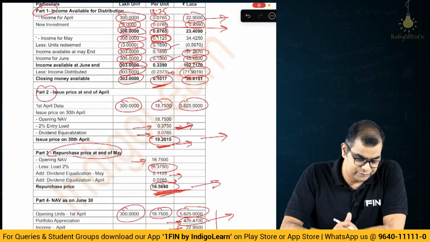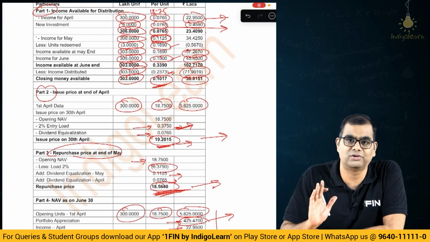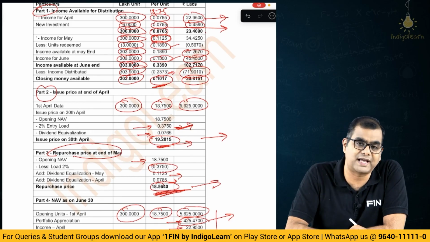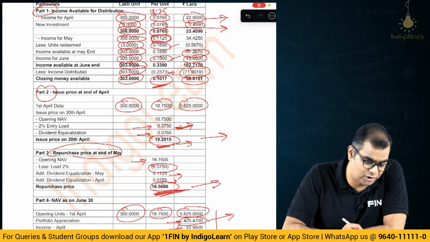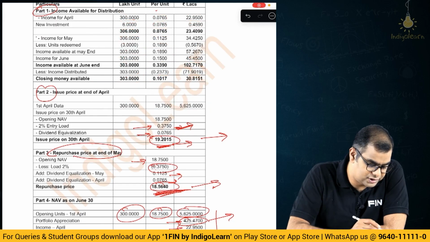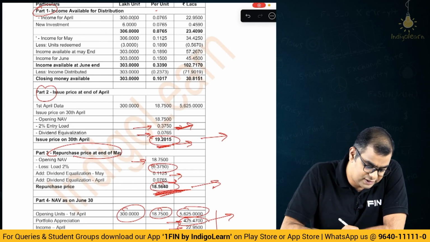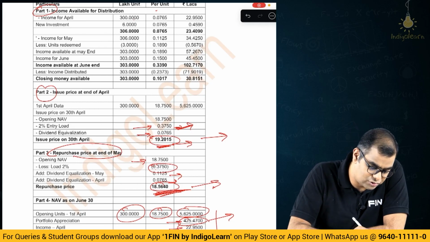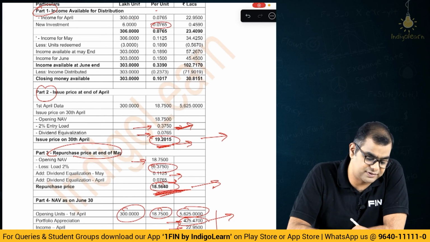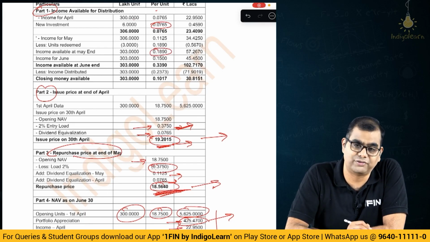So, this is not a very lengthy question, but it is lengthy if you make mistakes. Okay, especially you have to understand what is happening here in dividend reinvestment. A lot of people, I'll tell you the mistake also, what usually happens here. Usually what people do is, when the second time dividend is declared, they don't consider the first time value. So here redemption new investment is at 0.0765. Second time when you have income available at end of May, you don't consider the first dividend. That is a mistake.